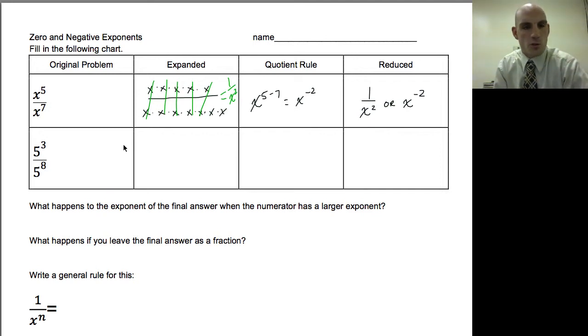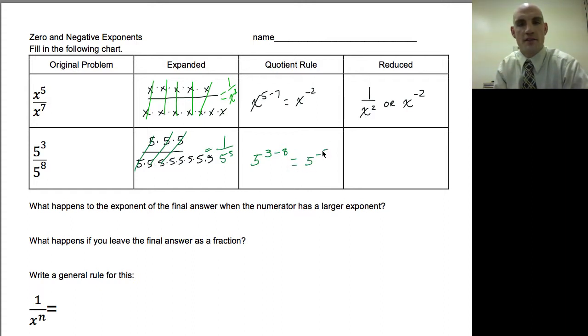Let's look at this bottom one. When I look at this bottom one, I'm going to expand it as well. And your goal here is to try to develop this pattern to see if you can make a rule for these things. Okay? And so then I'm going to have 5 to the 8th. So 1, 2, 3, 4, 5, 6, 7, 8. Okay? And when I go ahead and cross these out again, I'm going to be left with 1 over 1, 2, 3, 4, 5, 5 to the 5th. If I do the quotient rule, I've got 5 to the 3 minus 8, which is 5 to the negative 5th.